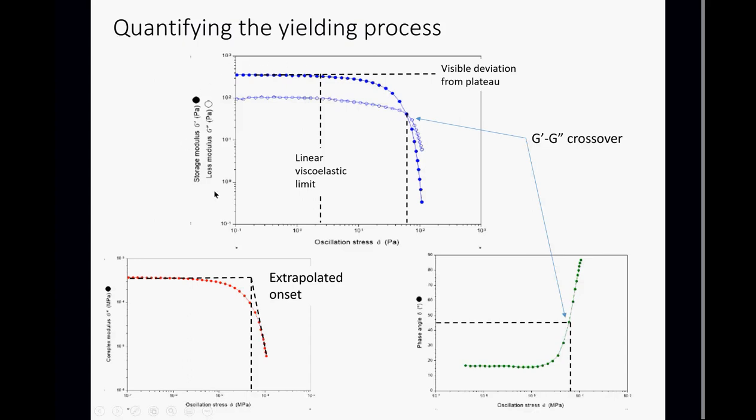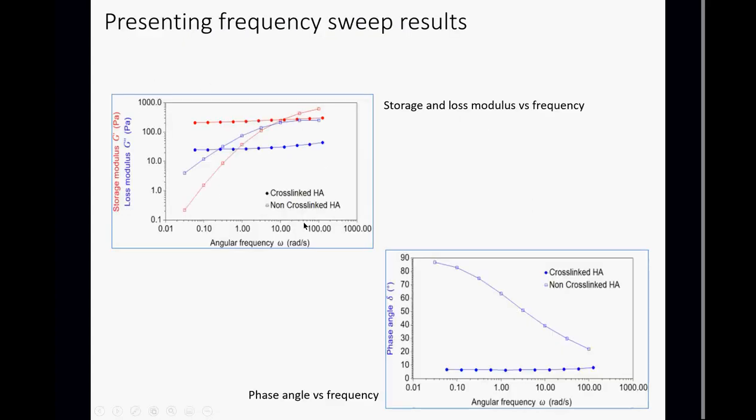Okay then, working below the yield and maintaining our condition below the yield, we can sweep the frequency and we can start to capture the viscoelastic fingerprint of our material. There are a couple of different ways of presenting this data, but the most common approach is to present storage modulus and loss modulus as a function of frequency.